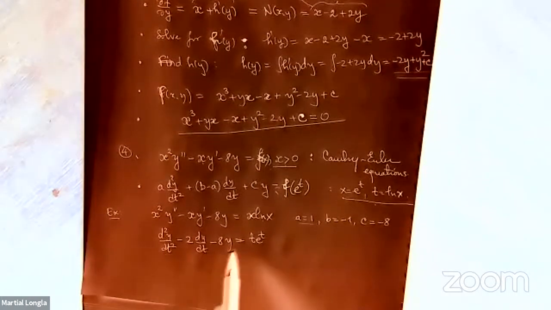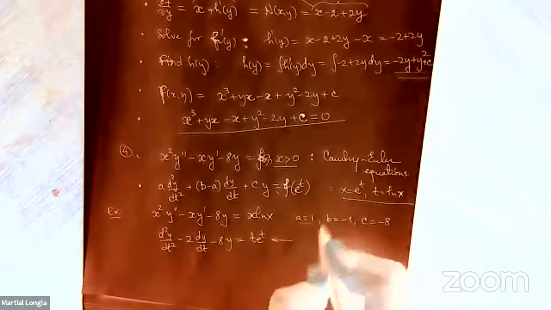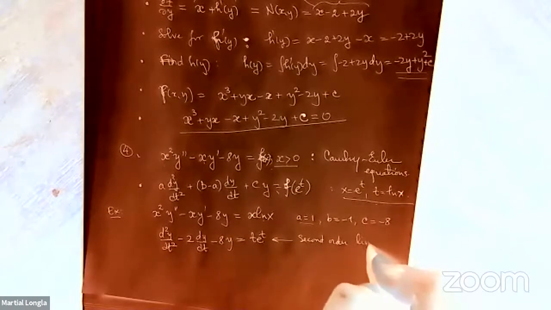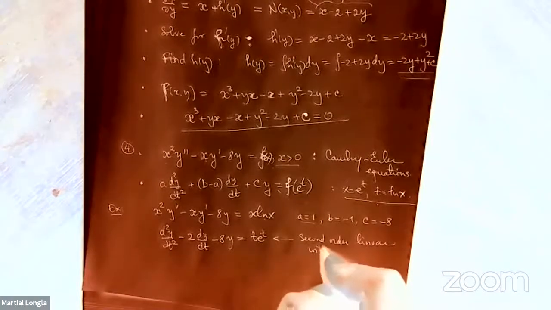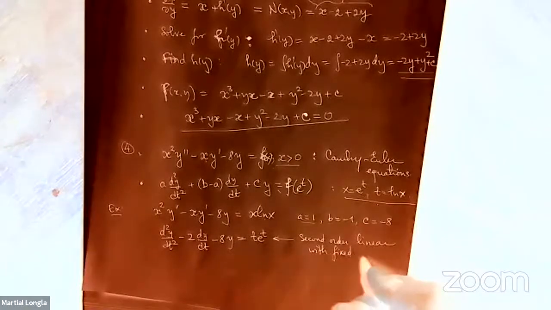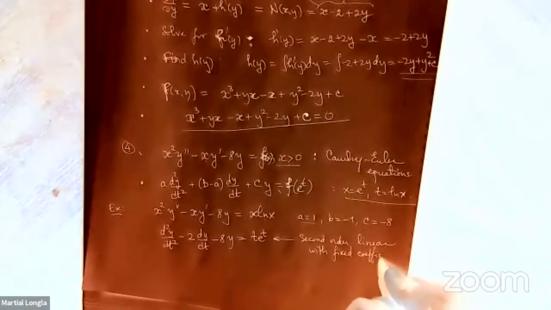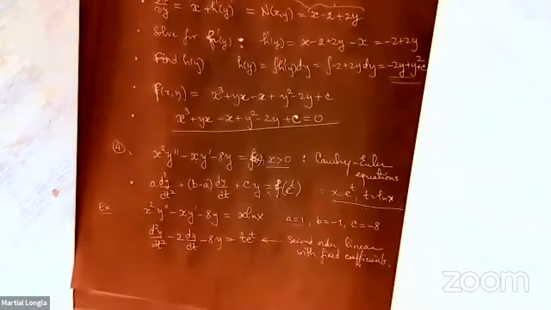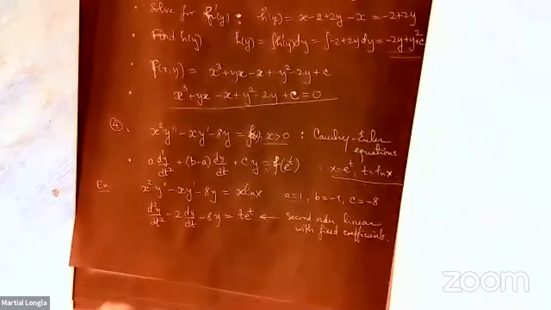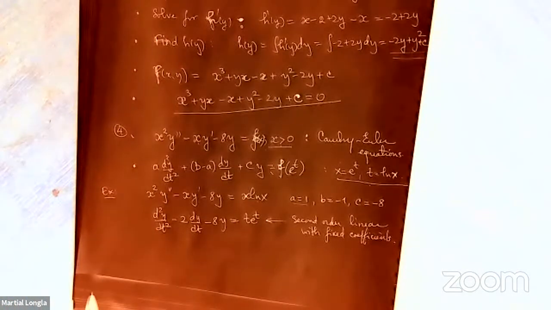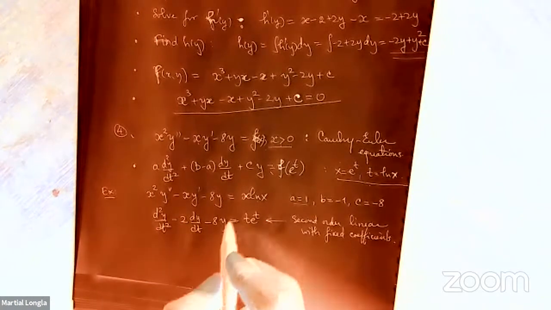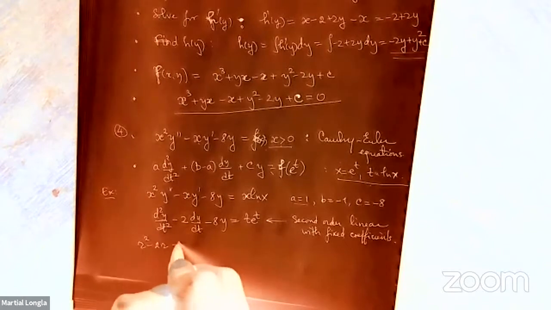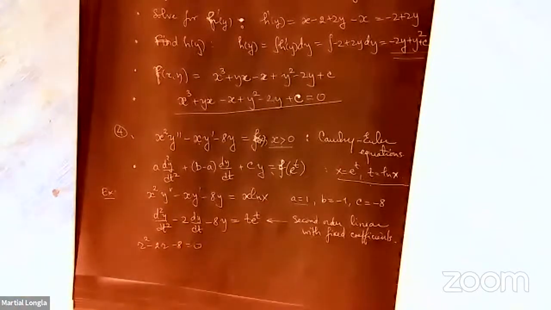And now you can solve. Now this equation is second order linear with fixed coefficients, which is a topic that we reviewed on Friday. How do we handle that? Write down the Euler equation to solve the homogeneous problem. R squared minus 2r minus 8 equals 0.